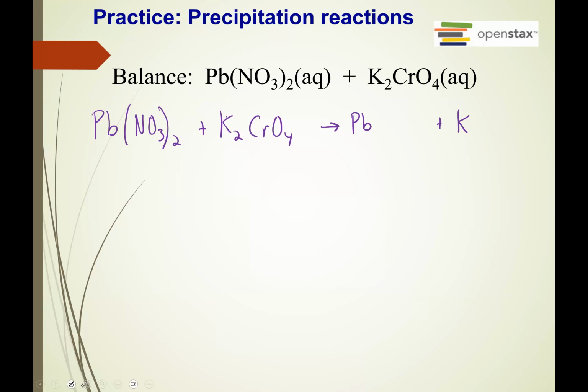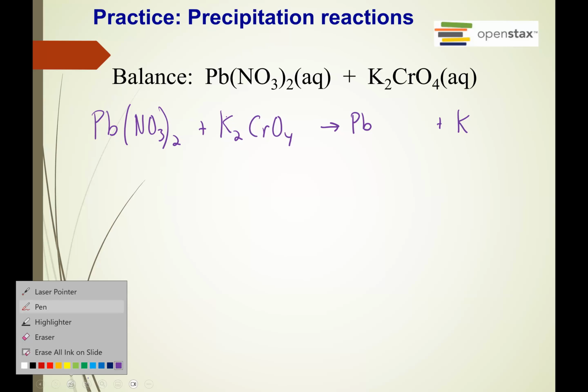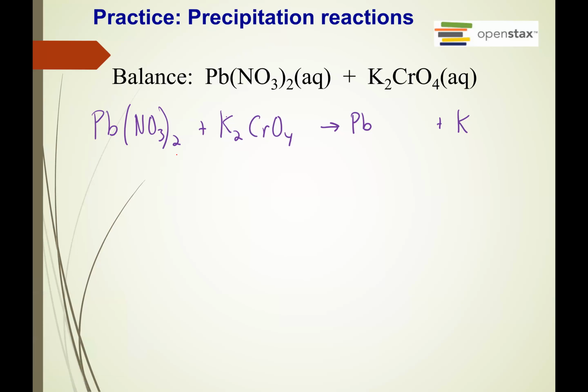Now, why is this 2 here? The 2 is there because lead's charge is +2 and nitrate's charge is -1. So that 2 is there to balance the charge. So we're not going to necessarily take it over to the other side. Why is this 2 here? Because chromate's charge is -2 and potassium's charge is +1. So it's there to balance the charges. It's not there permanently.